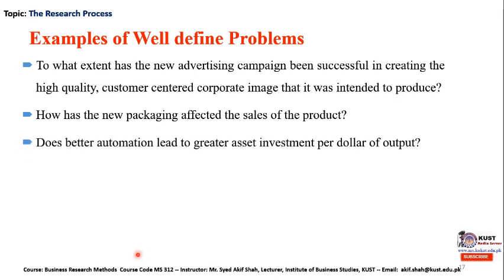Another example could be, does better automation lead to greater asset investment per dollar of output? It means that if there is a more computerized system and less human effort during the transition or manufacturing process, does it have a greater per dollar output of the investment? The finance student can clearly and easily understand this issue.